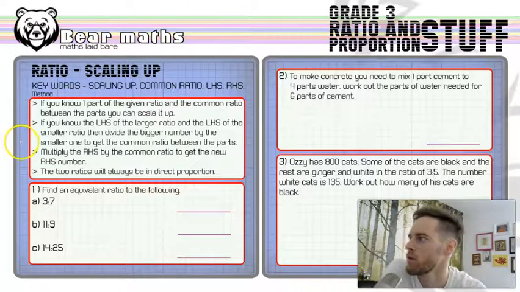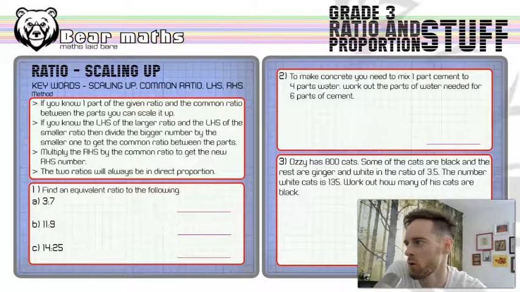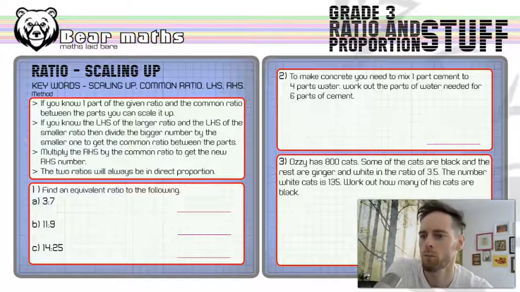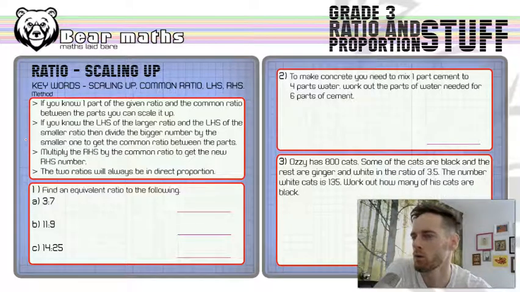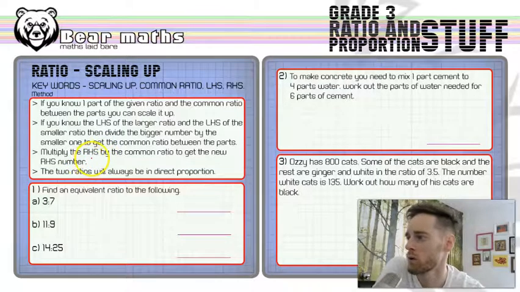So the method states, if you know one part of the given ratio and the common ratio between the parts, you can scale it up. If you know the LHS, the left-hand side of the larger ratio, and the left-hand side of the smaller ratio, then divide the bigger number by the smaller one to get the common ratio between the parts. That's the number that you're going to use to multiply the right-hand side small number by to get the right-hand side bigger number. So multiply the right-hand side by the common ratio to get the right-hand side number. The two ratios will always be in direct proportion.